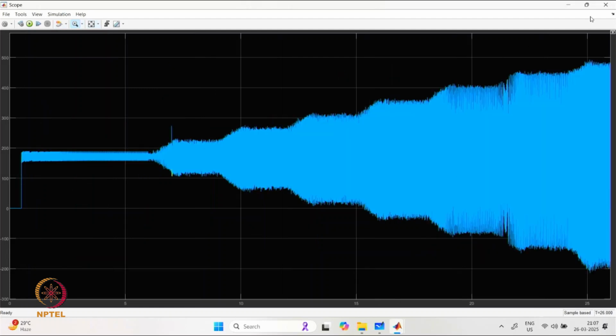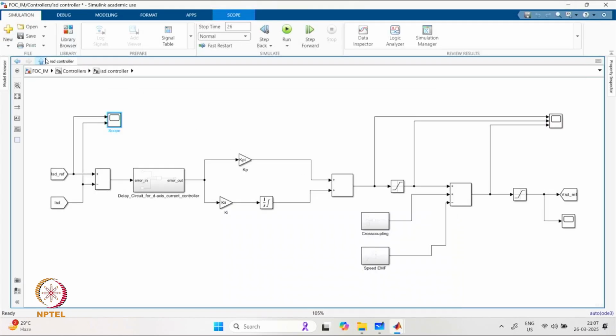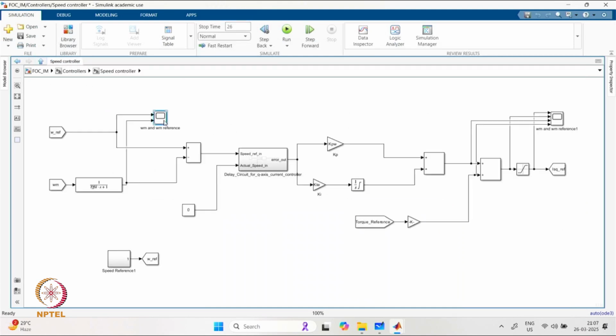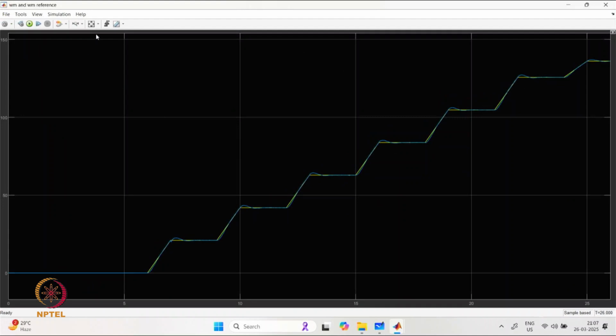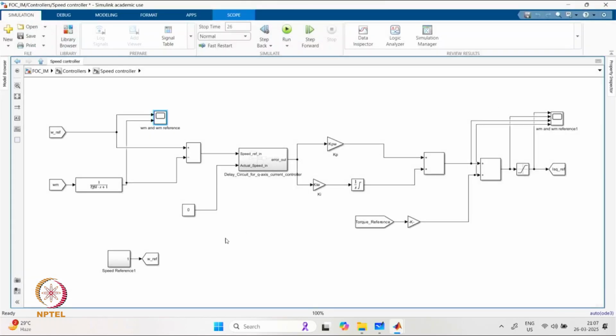Now if we look at the speed controller, as shown in the previous plot, we are finding that the actual speed is able to track the reference with a nominal value of overshoot over there, and the second order response that is expected is visible over here.